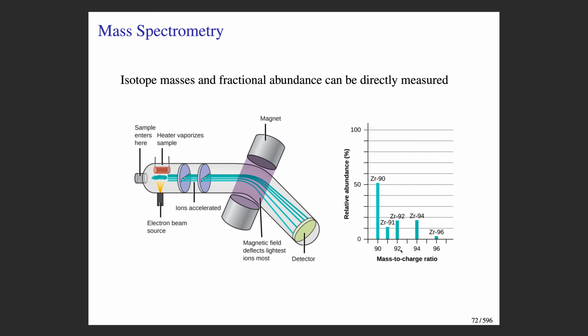So here's some sample data for zirconium. Zirconium isotopes come in 90, 91, 92, 93, and 96 flavors. And you can see here that most of the zirconium atoms, about 50% of them, are zirconium-90, but there's a good fraction that are 91, 92, and 93, and a smaller fraction that are 96. So both the abundance and the isotope masses can be measured.